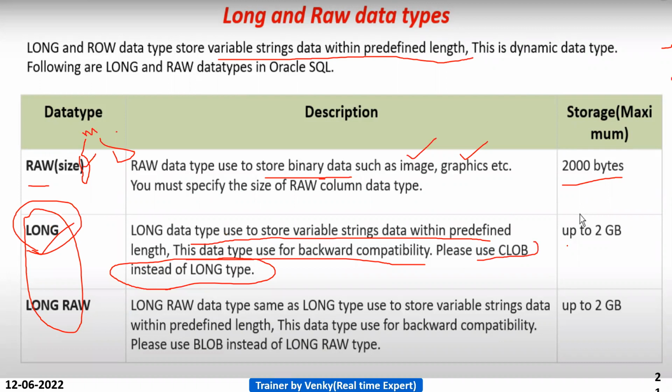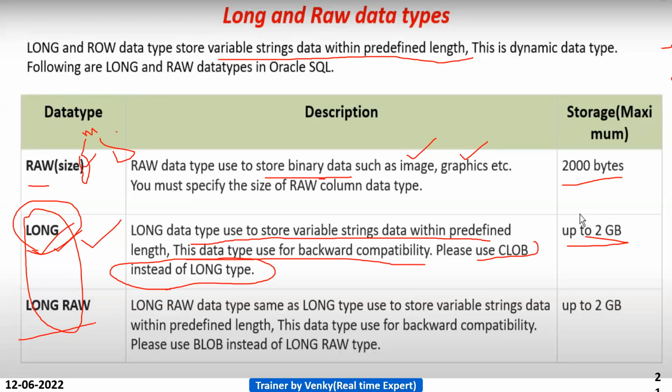The long data type is used for a maximum of 2 GB. So better avoid declaring this long data type. In real time also we never use it. If you get a requirement to store the data, go for the large object. Long is also used to store string data only. To store string or character data, we have char and varchar2. Now we have discussed the CLOB. Next, long.